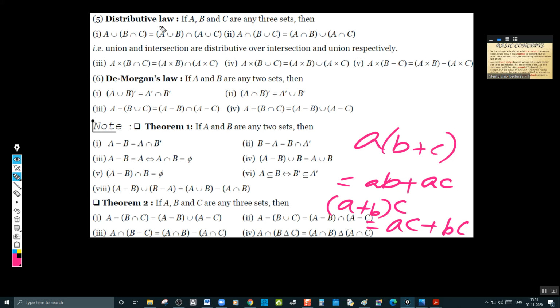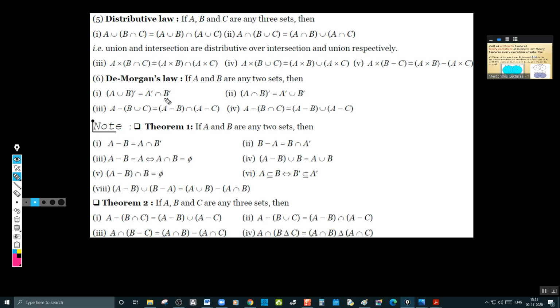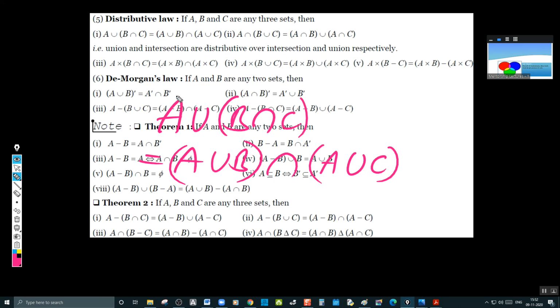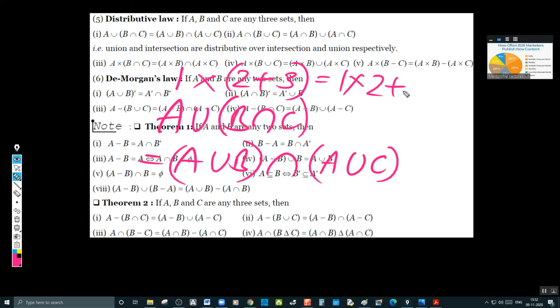Similarly, in the case of the sets also, it will be same. Like A union of B intersection C, distribute A to B, and whatever the symbol is there, use it same. A union B intersection A union C. Like what? For example, it is 1 into 2 plus 3. What is that we write? 1 into 2 plus 1 into 3. That's what it is.